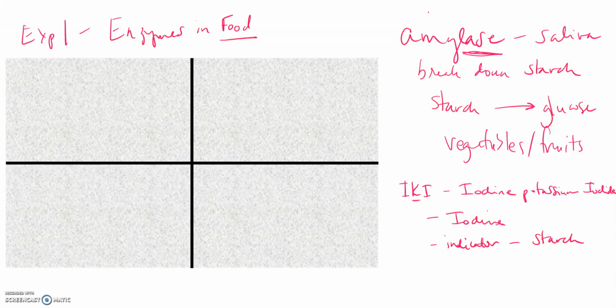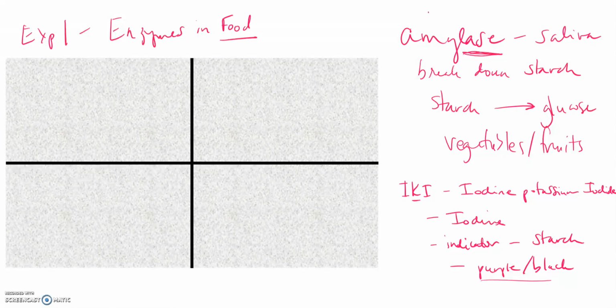Because what happens when iodine or IKI and starch meet, you get this really dark purpley blue black color that develops. Now, normally, when iodine is not in the presence of starch, it's yellow. That's the natural color of it. But when it reacts with starch, it produces this purple-black color. So in this experiment, you used iodine or IKI to determine whether or not starch was present.